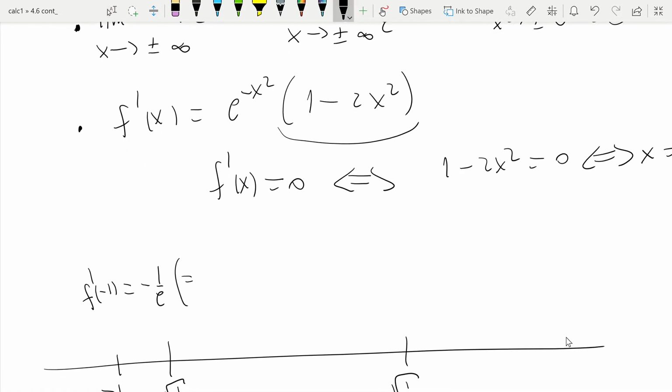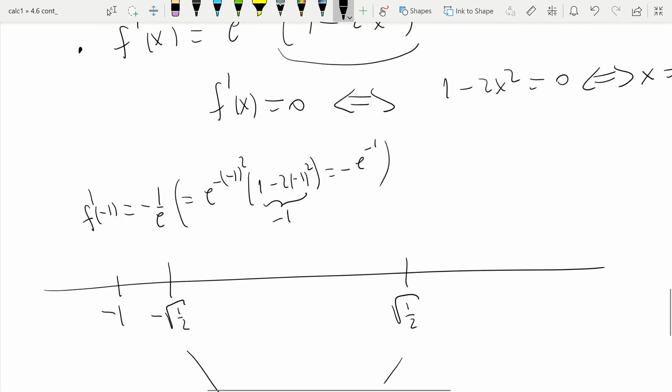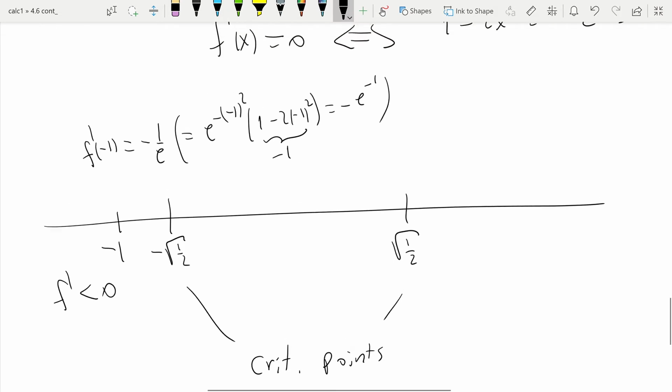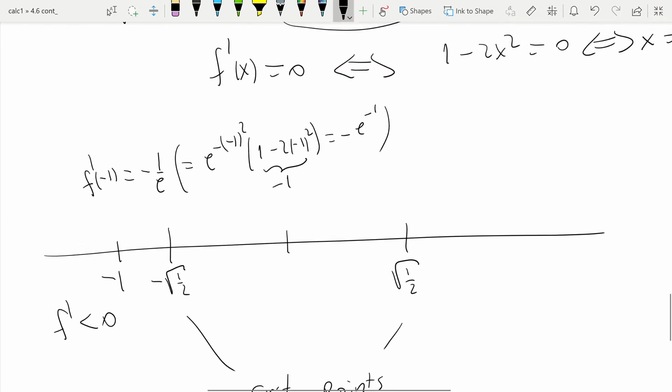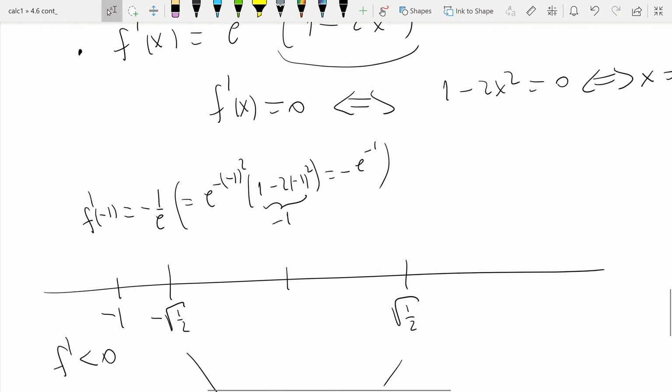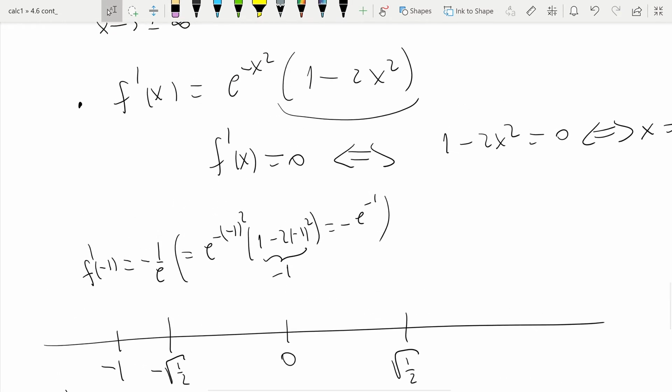We simply plug in minus 1. This is just equal to e to the minus 1 squared, which is e to the minus 1, times 1 minus 2 times minus 1 squared, which is minus 1. So we get minus e to the minus 1, which is exactly what we have here, minus 1 over e. The important thing here is that f prime is negative before minus the square root of 1 over 2. For a test point between minus the square root of 1 over 2 and the square root of 1 over 2, we can pick 0, which is very easy to compute.